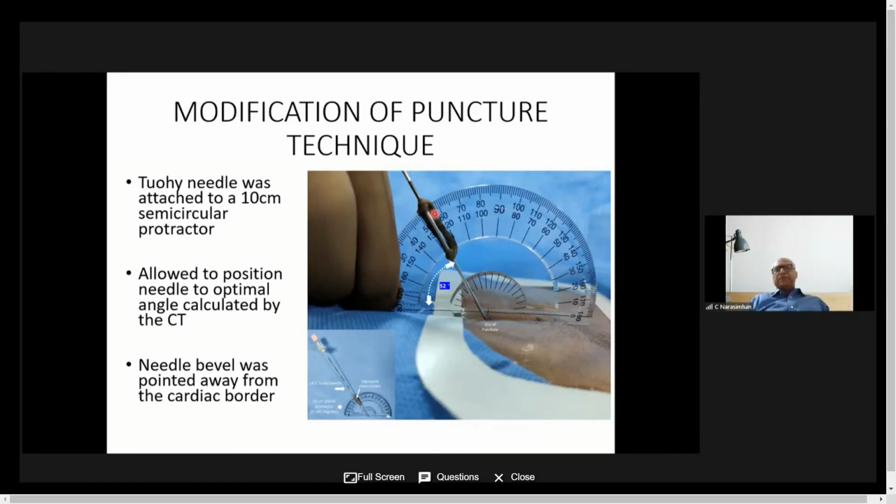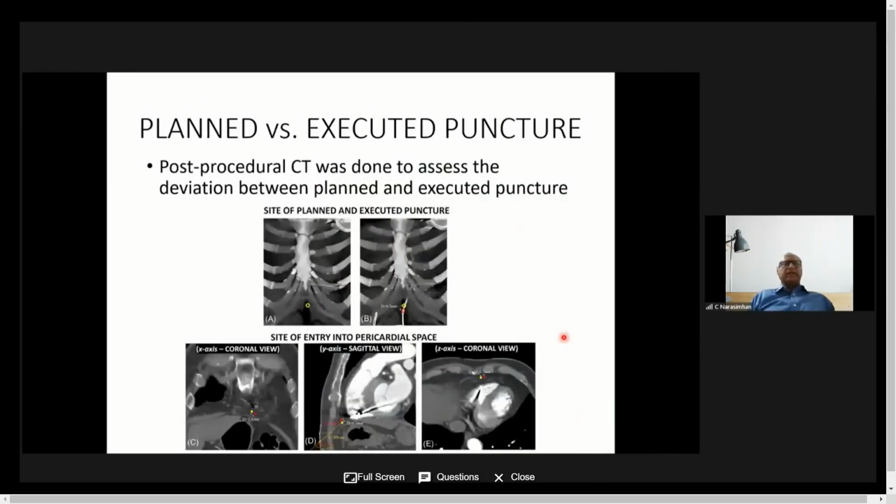For example, in this patient, the radiologist told us that a 55-degree angle of entry is better. We just enter through that angle. Once you enter, slightly after initial entry, we again make it a little more shallow. We move the needle a little more, because initial entry is a little deeper, and then we make it shallow so that you don't enter the diaphragm, you stay in the pericardial space. The needle bevel always is pointed away from the cardiac border so that you don't hurt the cardiac structure.